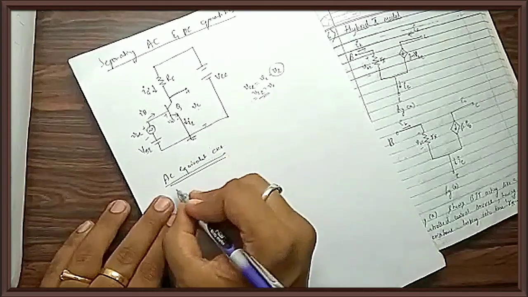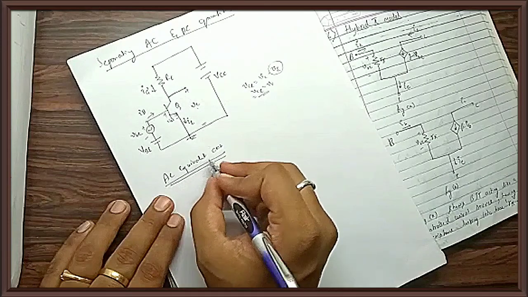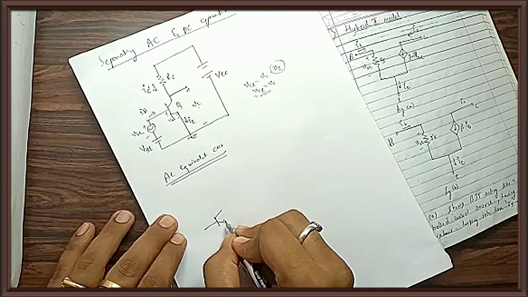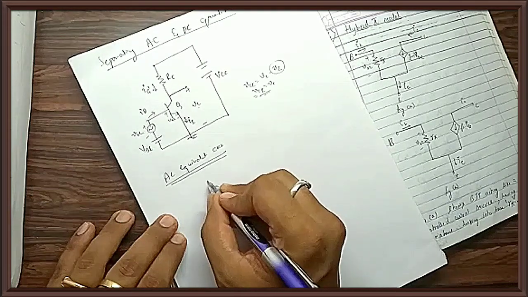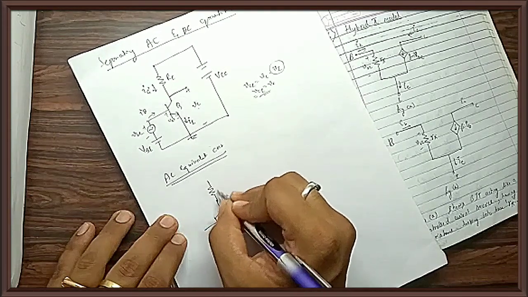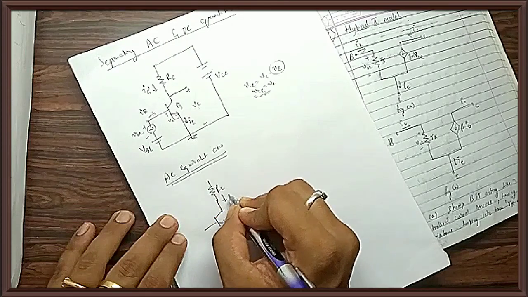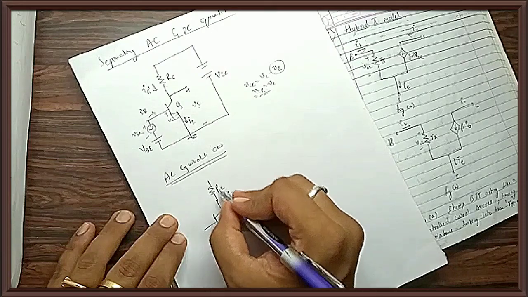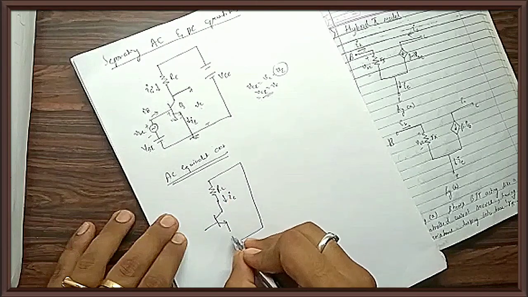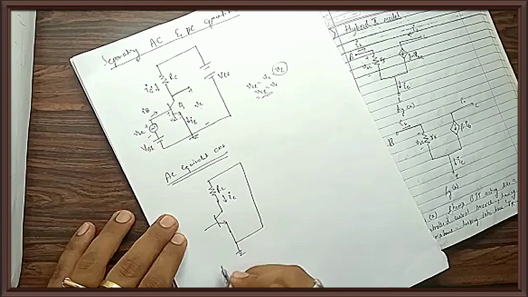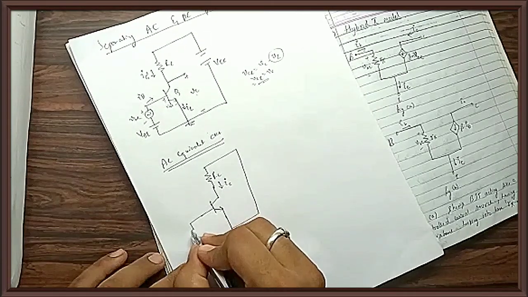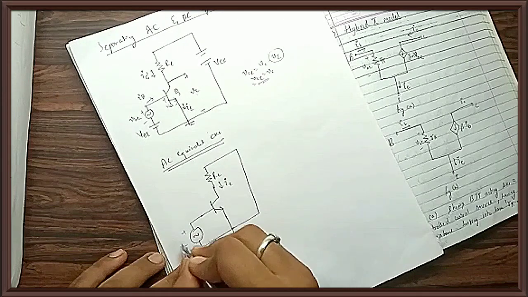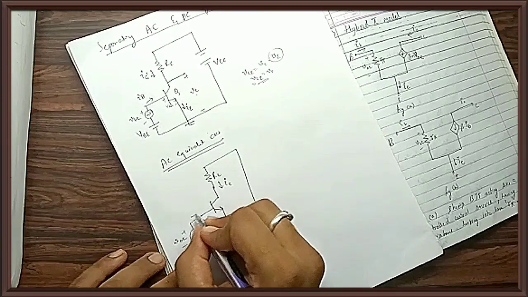Fine. Next, I will try drawing the AC equivalent circuit. As I said, first I will draw a transistor. Obviously, when I use only AC components, then the current flowing through RC will be small i subscript small c, correct? This DC source will be shorted and connected to ground, and I am having the AC signal, that is plus or minus small v subscript small be, correct?